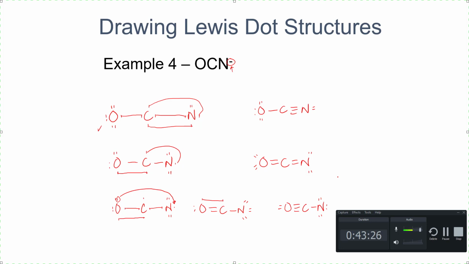So for this molecule, there are 3 possible Lewis dot structures. And the question is, which one is correct? And the answer is none of them. Well, all 3 of them are correct. I should have asked a different question. Which one of these 3 is the true structure? And the answer is none of them. Okay. What I now have formed are what are called resonance structures.